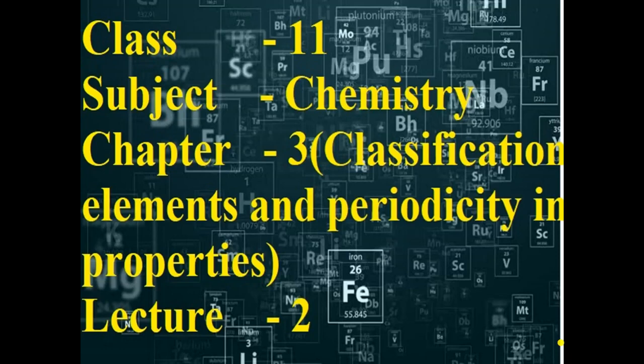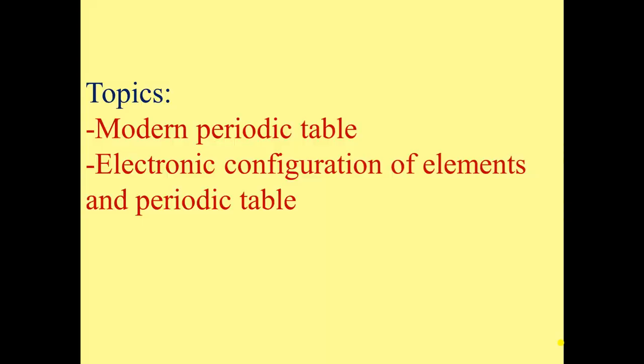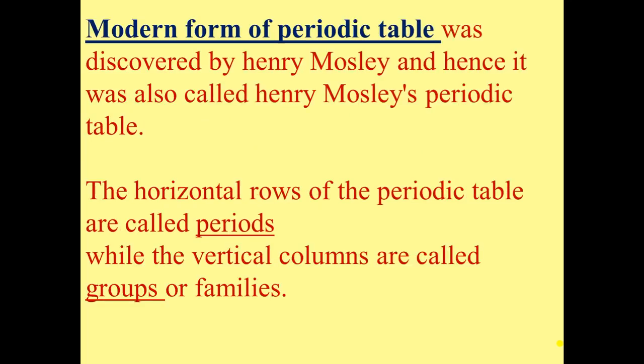Good morning, students. This is class 11, subject chemistry, chapter 3, classification of elements and periodicity in properties, lecture number 2. So topics of today's lecture are modern periodic table, electronic configuration of elements and periodic table. So we will begin with modern form of periodic table.